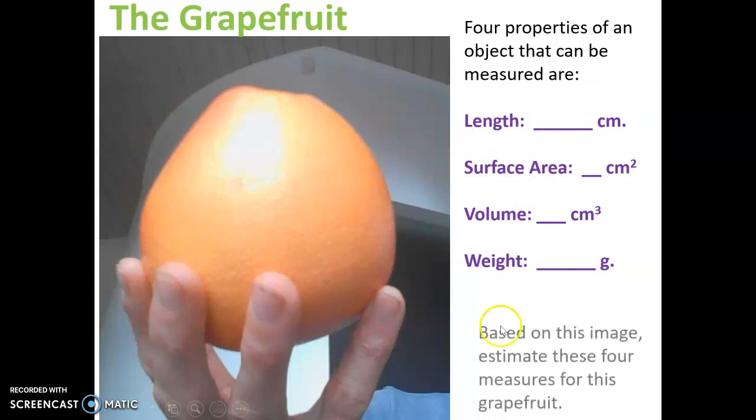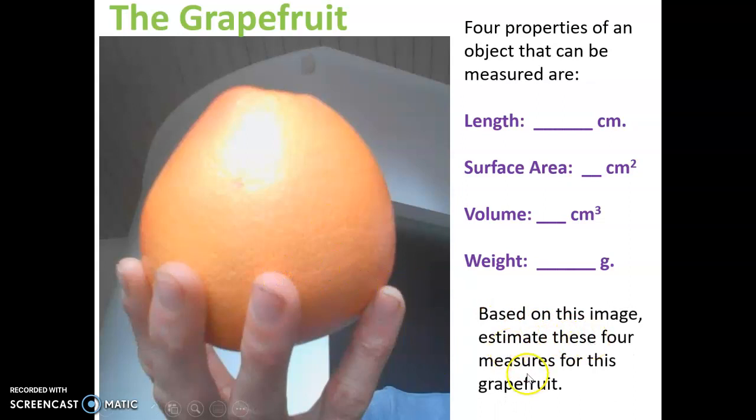So again, that's your challenge. Based on this image, can you estimate these 4 measurable properties of a grapefruit? Length, let's do it in centimeters. By length, I mean this distance, let's say from here to here. And surface area will be in centimeters squared.